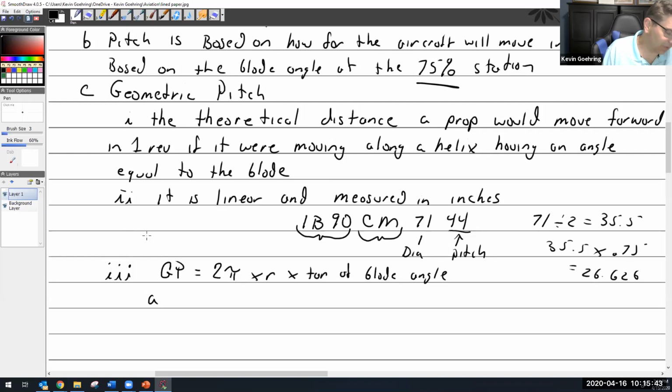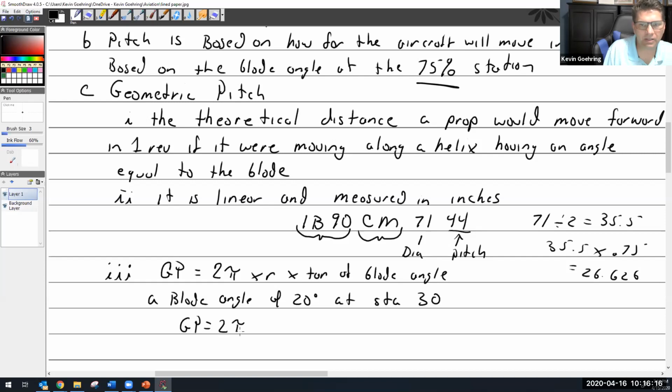So if we had a blade angle of 20 degrees, all right? So at 20 degrees, we'll say this one is at station 30. So it's not this prop. I just pulled this one out of some notes. So at this prop that I made up right here, let's see. And then I just told you how to get that one. So geometric pitch equals 2 pi times the radius. So what's my radius? Diameter divided by 2. Okay.